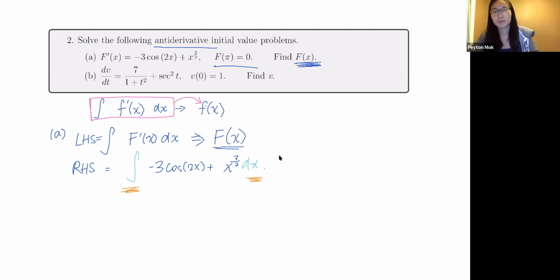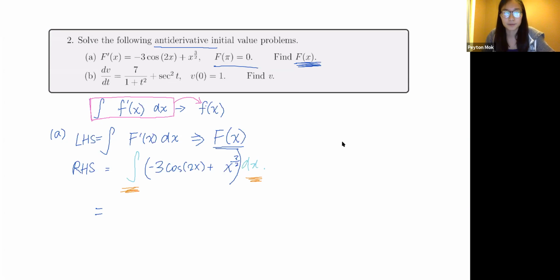Okay, no worries, then we can do it together. So if you haven't had the chance to solve for it, let's do it together, okay? Integrating for this, we can actually do it term by term, right? So what's the outcome after you integrate minus 3 cosine 2x?